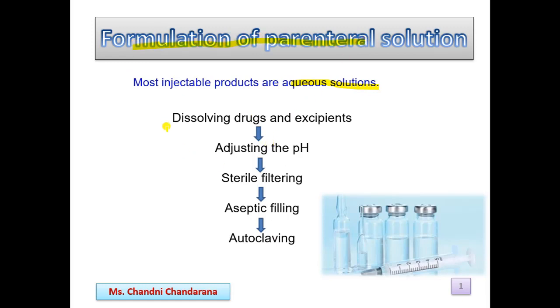First we dissolve the drugs and excipients, then we adjust the pH, then we do sterile filtering, then aseptic filling and autoclaving. These three are the most important steps. What is sterilization? What is the process? What are the types of sterilization process? Aseptic process I have already discussed in my previous lecture, and autoclaving will come under this. So we will see sterilization.